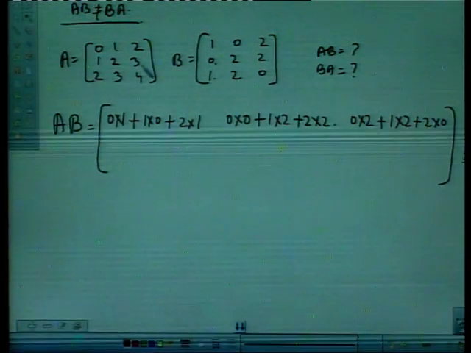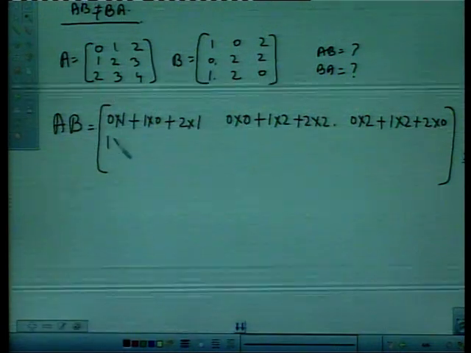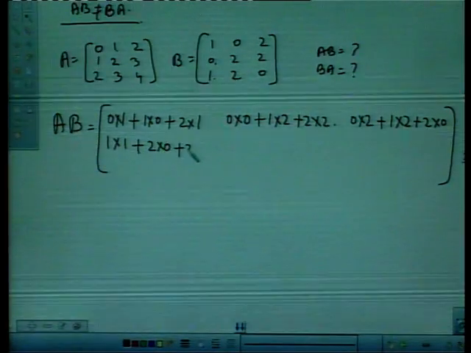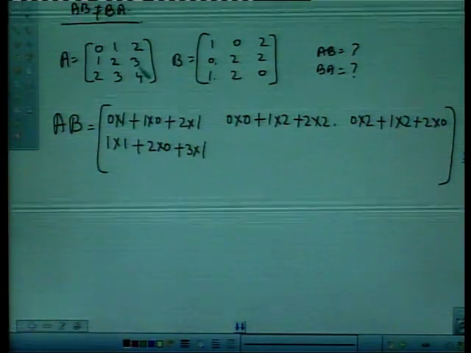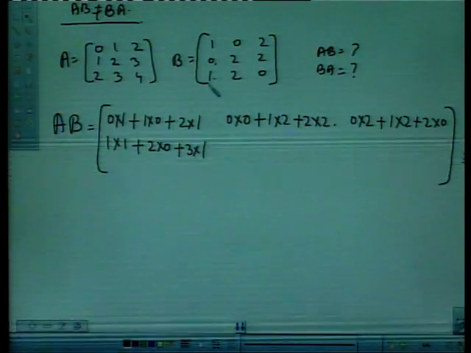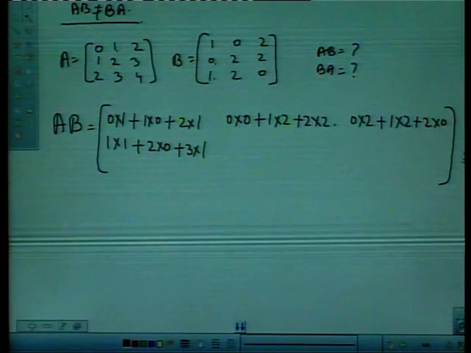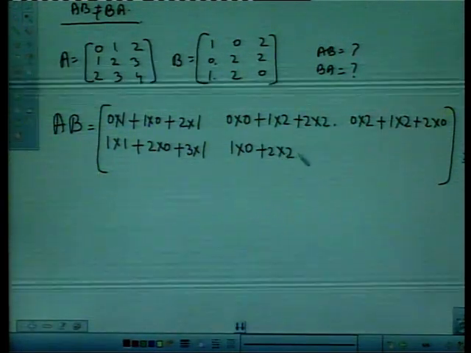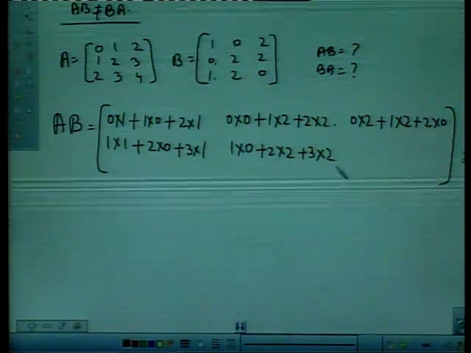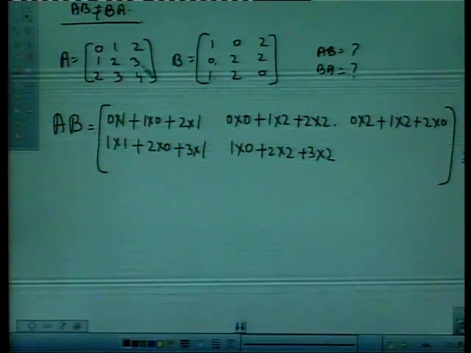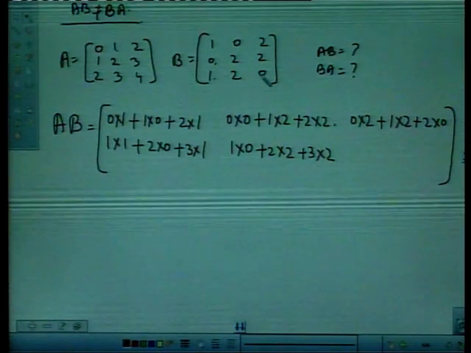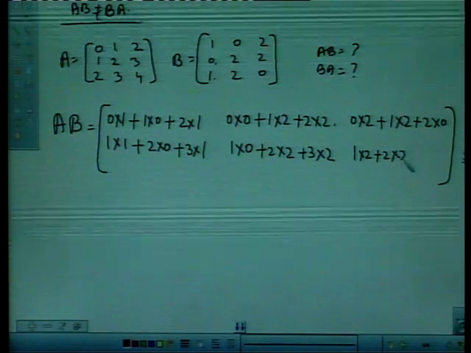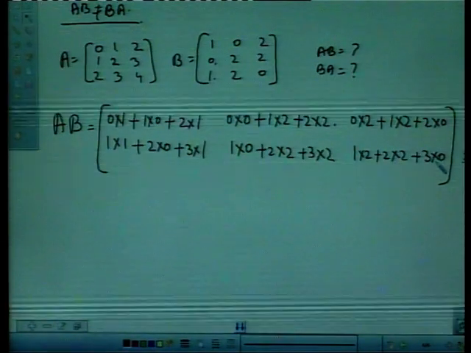Now for the second row: 1 multiply by 1 plus 2 multiply by 0 plus 3 multiply by 1, which is second row, first column. Now second row, second column: 1 multiply by 0, 2 multiply by 2 and 3 multiply by 2. Now again second row, the column will be third: 1 multiply by 2, 2 multiply by 2, 3 multiply by 0.